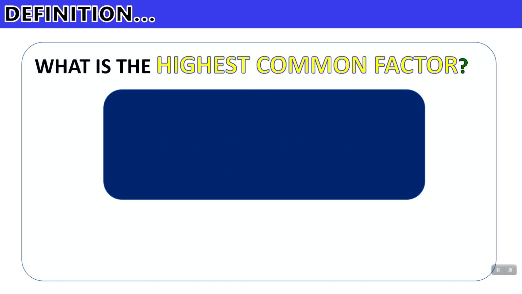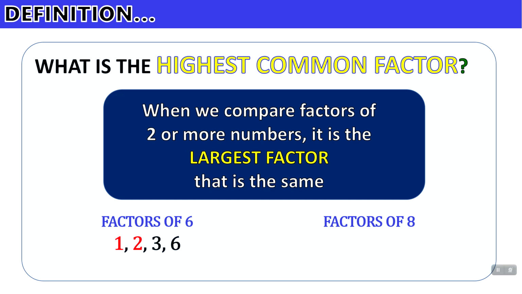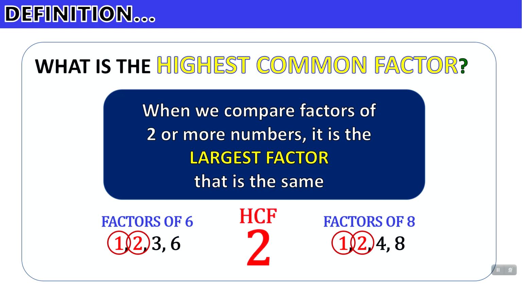But what is the highest common factor? When we compare factors of two or more numbers, the highest common factor is the largest factor that is the same. So for example, factors of 6 and factors of 8. The factors of 6 are 1, 2, 3, and 6. And the factors of 8 are 1, 2, 4, and 8. And if you notice, 1 is common to both, and 2 is common to both. But the largest number is 2, and therefore the highest common factor of 6 and 8 is the number 2.